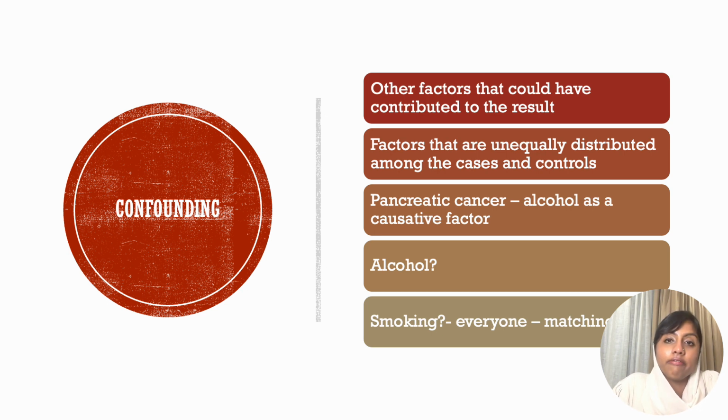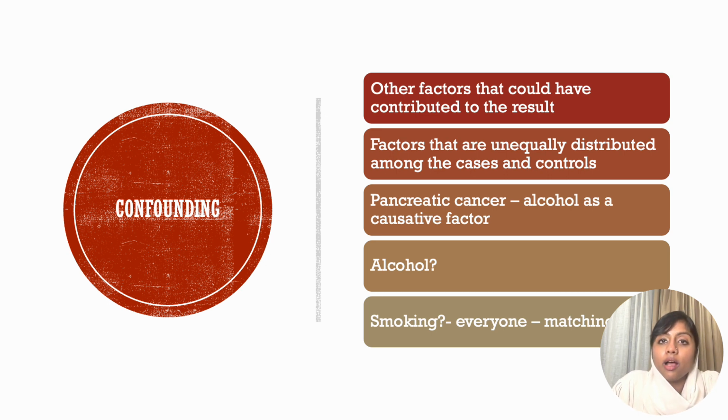You need to check if the cases or the controls were smoking. And if smoking was unequally distributed among cases and controls, the fact that the case has got pancreatic cancer can be because of smoking. So if everyone is smoking more, both the cases and the controls, then it's most likely that the cases got pancreatic cancer because of alcohol consumption. So that is an important factor that you need to consider.